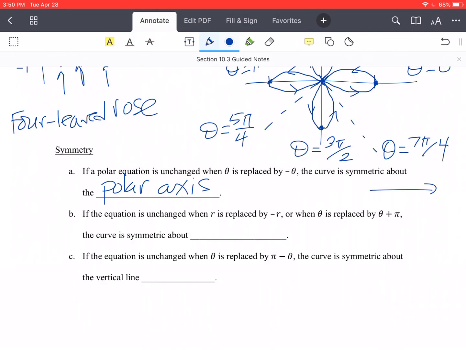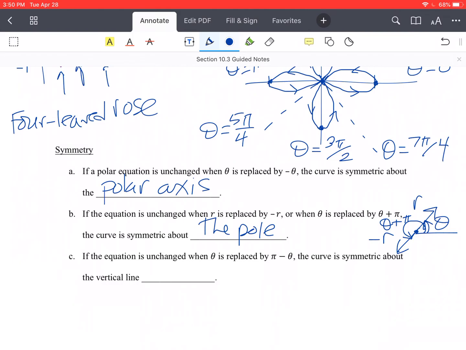So again, that's like the positive x-axis. And then if the equation is unchanged when r is replaced by negative r, or when theta is replaced by theta plus pi, those have the same effect, right? Because here's r, or negative r, points the other direction, or this is theta right here, and then theta plus pi is down here. Okay. Then the curve is symmetric about the pole, right, or that origin point.